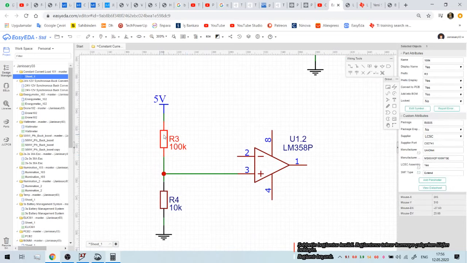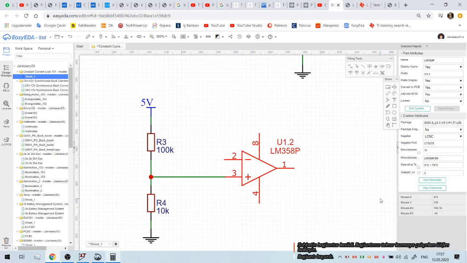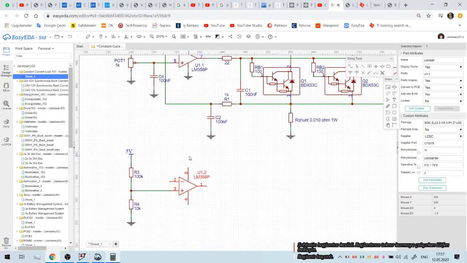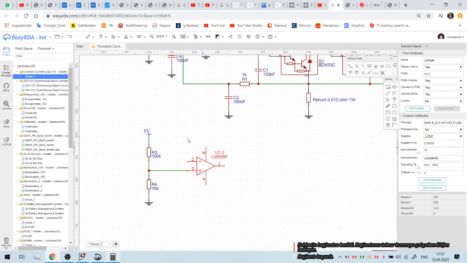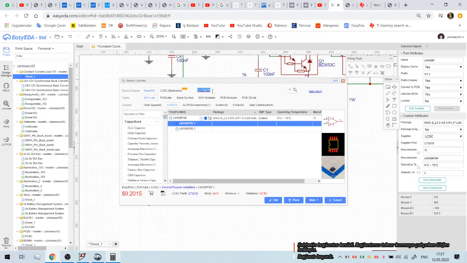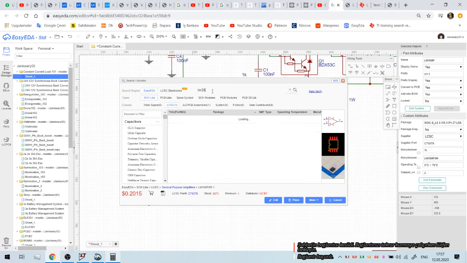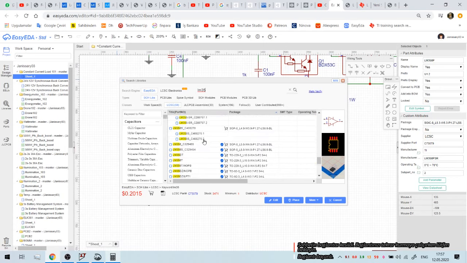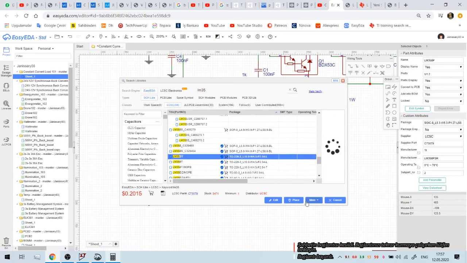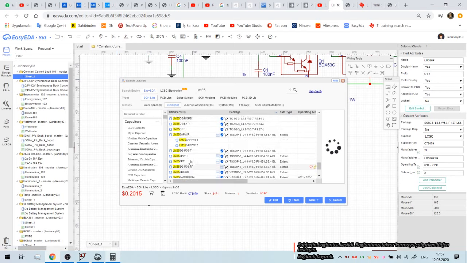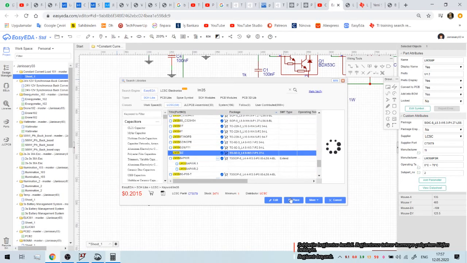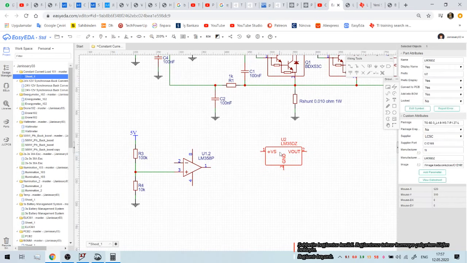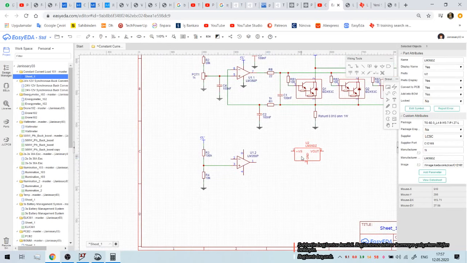And 100k, 10k, minus terminal. Yes, this minus terminal will go to LM35. Take one LM35. Yes, LM35 like this, and VS, Vout, ground. Yes.